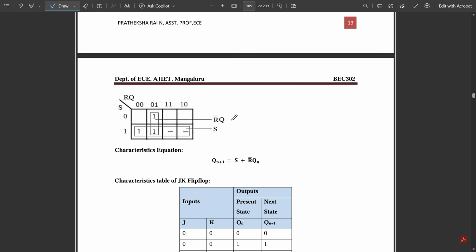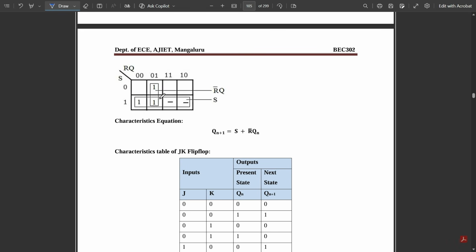Okay, so if you make these two groups, you would be getting the individual equations for each group. That is, for the group of 2 we would be getting R bar Q, and for the group of 4 we would be getting only S here. Okay, so our characteristic equation for the next state Q of n+1, we would be getting it as S + R' Q.